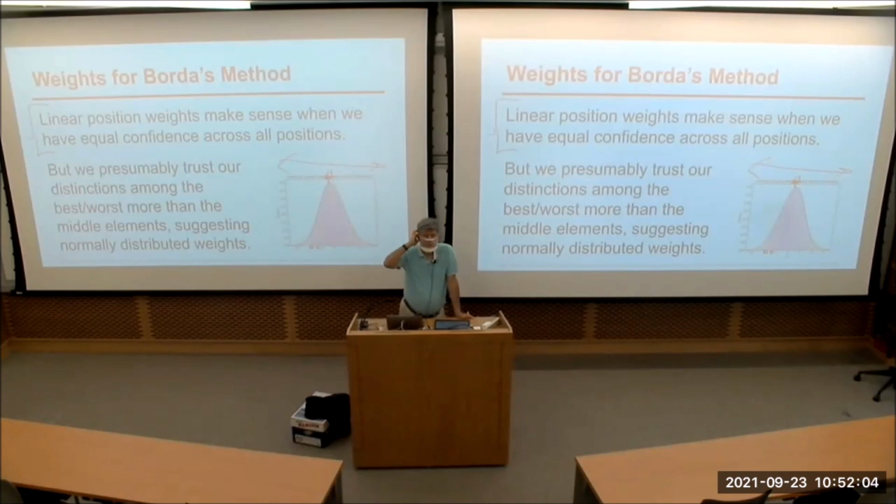Maybe it's not symmetric. Maybe you could imagine a world where you have a good opinion, you know what people are like at one end, but at the other end it's all a sea of chaos. Okay. Maybe you want to sample from a half normal. Okay. Any questions about that? Any questions about Borda's method?